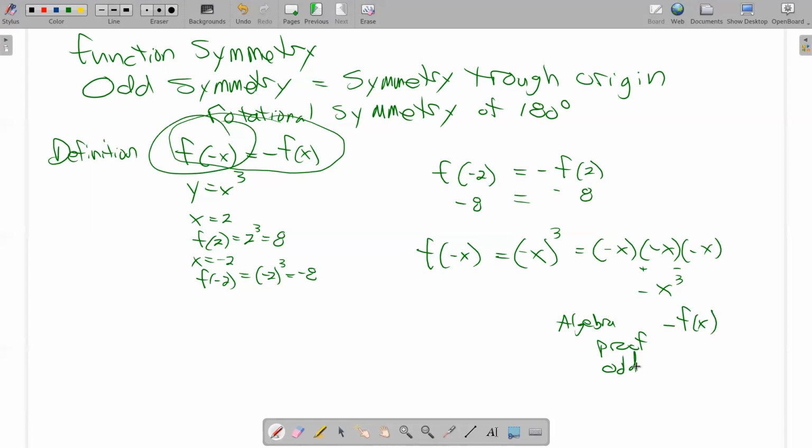Now it turns out the sine is also odd symmetric. The sine of -x is always the opposite of the sine of x. And we can see that in the unit circle, we can see that in the graph of the sine. So sine is an odd symmetric function.